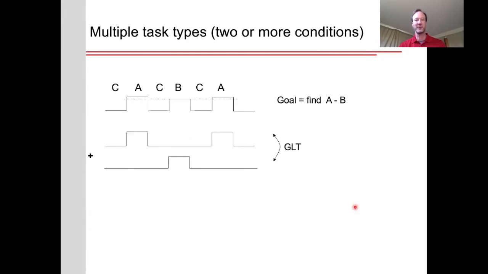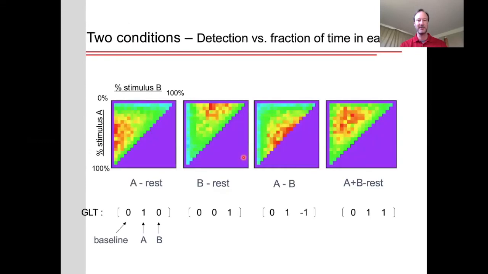Another consideration is, what if you have multiple task types? Let's say in this case, we've got a task A, task B, and some control condition. And perhaps we're also interested in the general linear test, the GLT. That is, what is the difference in the activation amplitude between conditions A and B? So what should the proportion of time spent in each of these tasks be? Well, let's look at this in simulation for different kinds of contrasts.